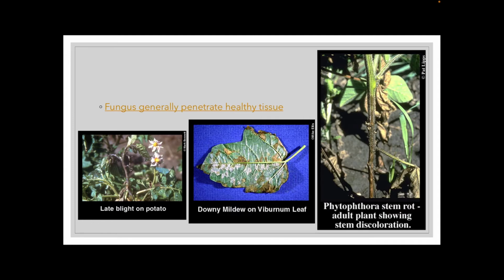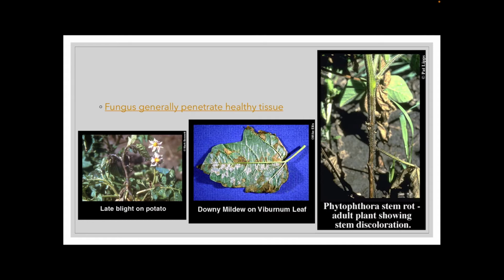Again, if we look at some of these, things are really, really nasty. Late blight on potato, for example, is something that's really, really bad. That's the disease that caused the Irish potato famine. Downy mildew on a viburnum, I might not worry about that unless I'm selling those viburnum. Downy mildew on my impatiens, however, and now I've lost my entire impatiens crop.